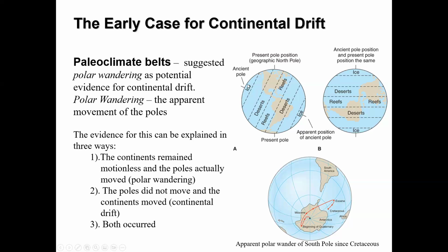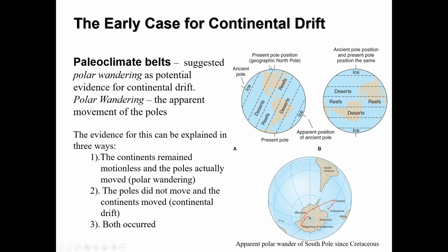So if the ancient pole is right here, based on paleoclimate belts, where we see rocks from a certain time period showing where we see more ice, where we see more deserts, and where we see reefs, we can say that our ancient poles must have been at this location in order for there to be ice. And then our equator would have been basically halfway in between them, and that makes sense for where we see reefs, because reefs tend to form in tropical areas. But our present day pole right here, you can see the continents in the background, this is our present day pole, which doesn't match where these paleoclimate belts are.